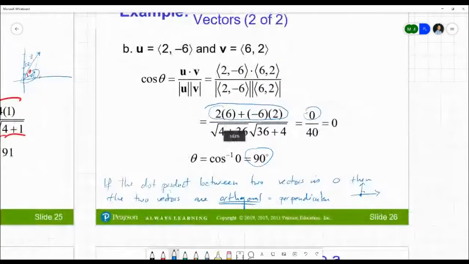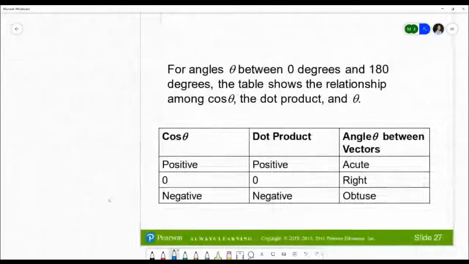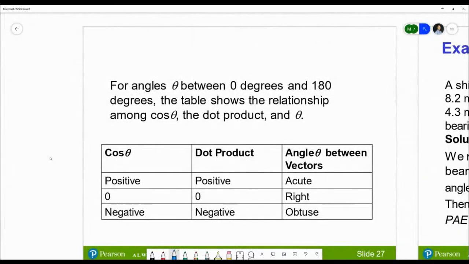And so I'm sure they'll give you that next. Here we go. So here is the angle between the two. If the dot product is 0, you're going to have a right angle. If your dot product is positive, you're going to have an acute angle. If it's negative, you're going to have an obtuse angle. So memorize this one right here.